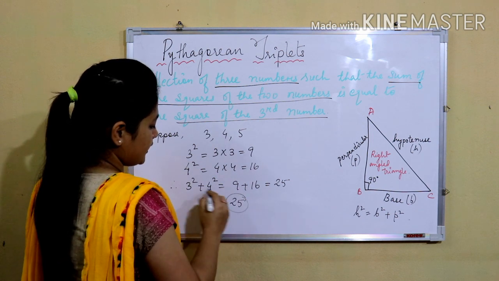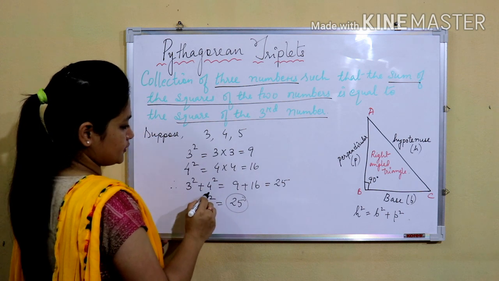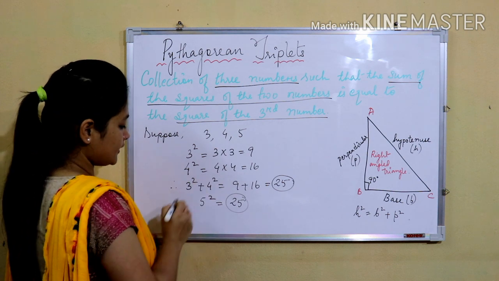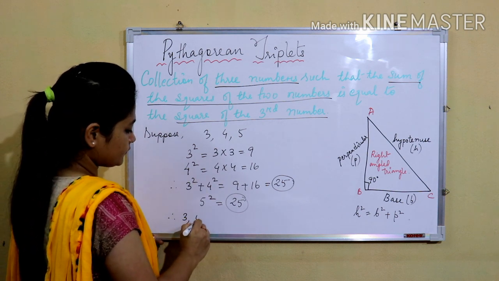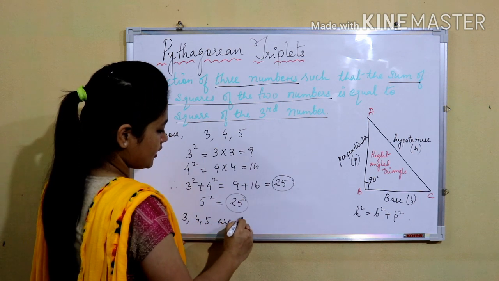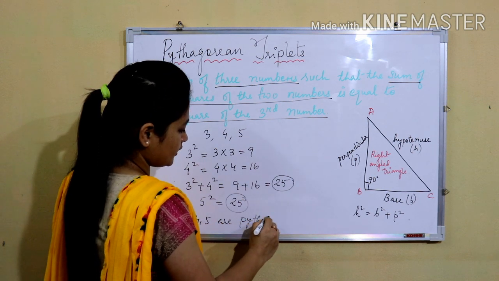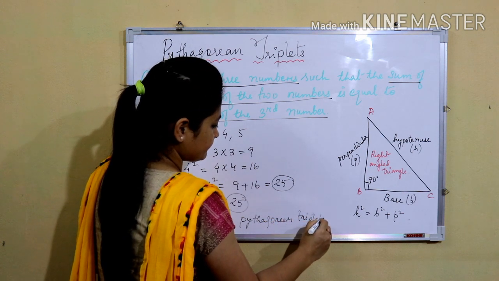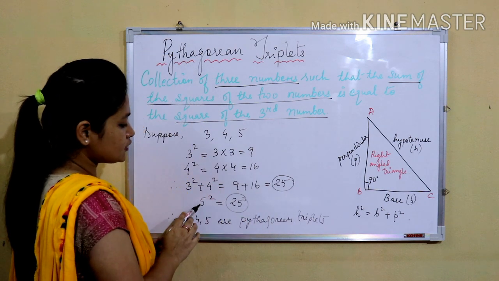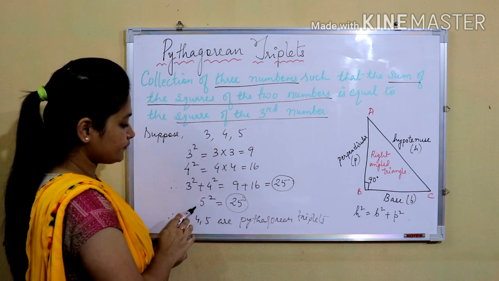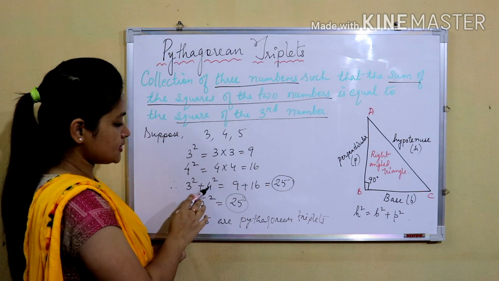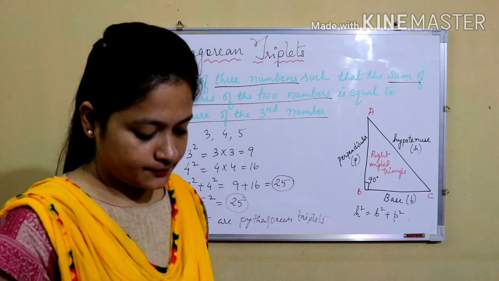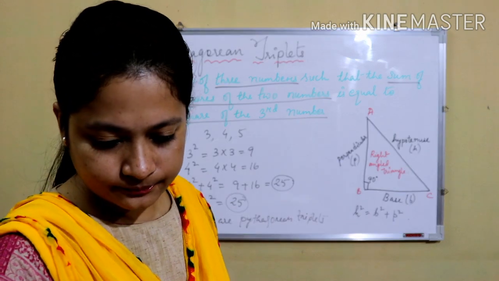So you can see the sum of the squares of two numbers is equal to the square of the third number. So what we can say here is that 3, 4, 5 are Pythagorean triplets. That means the hypotenuse in this case is 5. Hypotenuse square is equal to base square plus perpendicular square. So 3, 4, 5 are Pythagorean triplets. So let us take one more example.